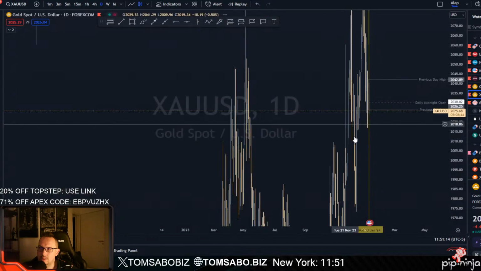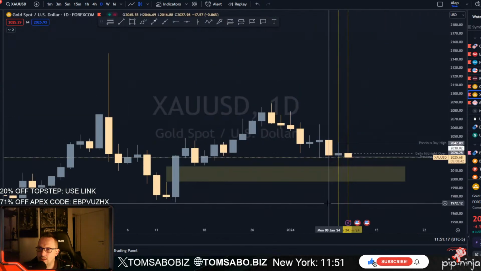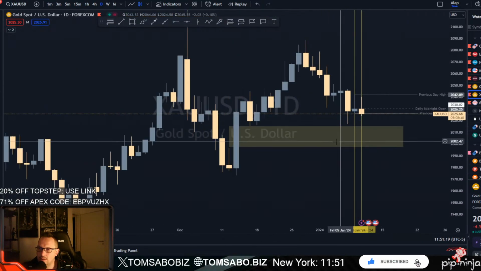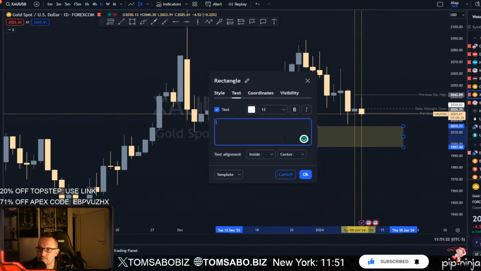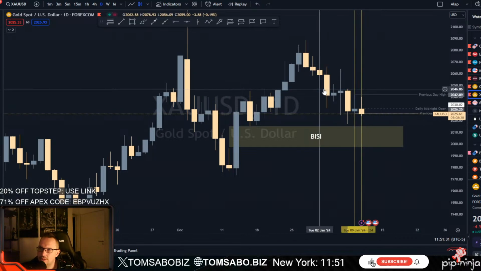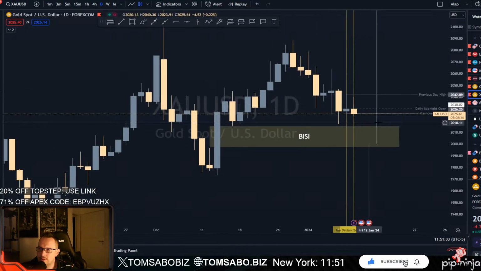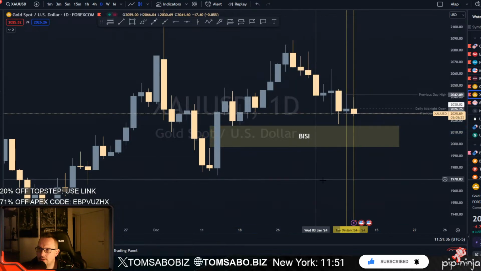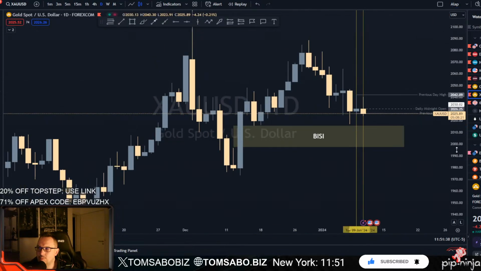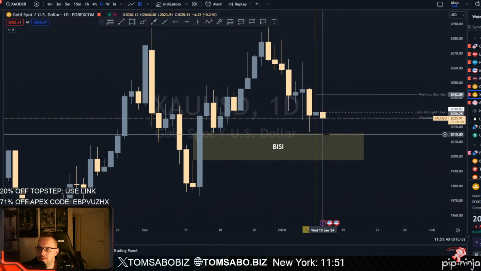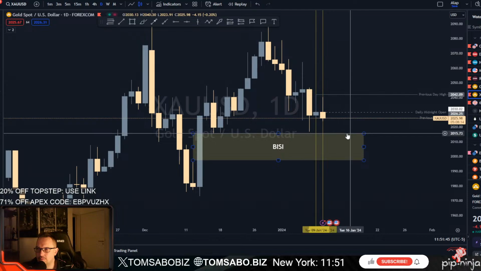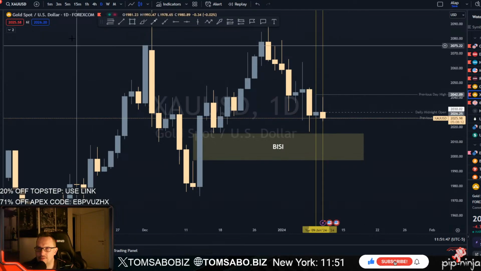Why? Because look at the daily chart. This is the daily. Buy side imbalance, sell side inefficiency. There you go. Doesn't really get any better than this. So I would be careful with the longs until, well, until we might break down into the 2015 area.